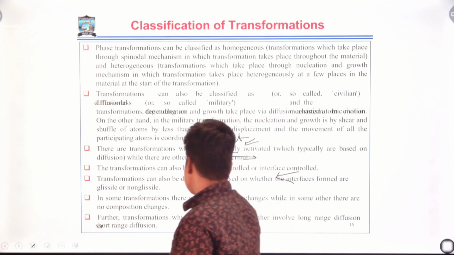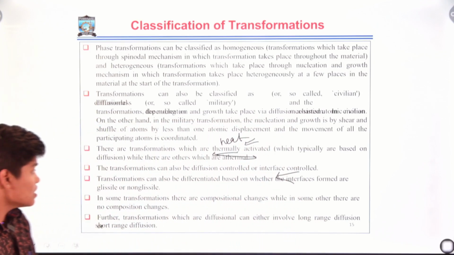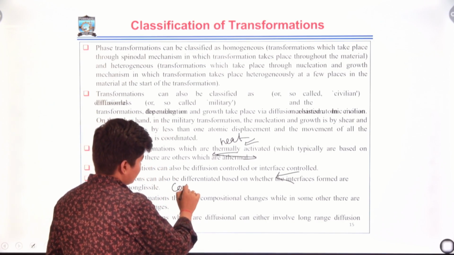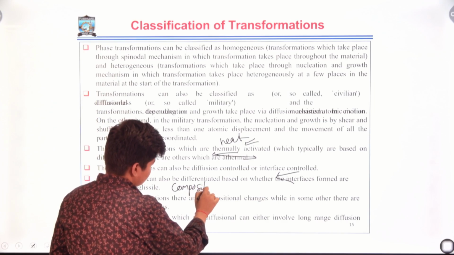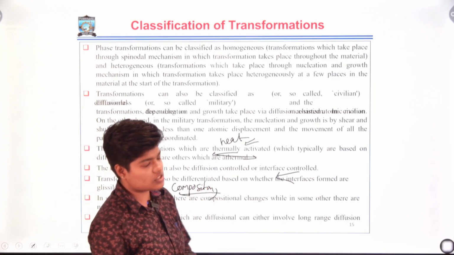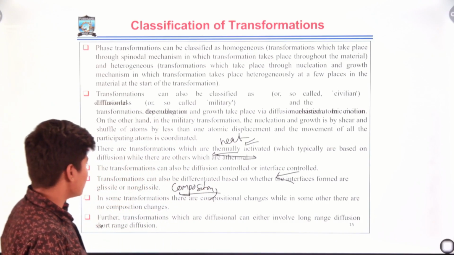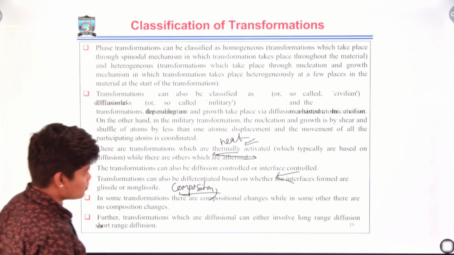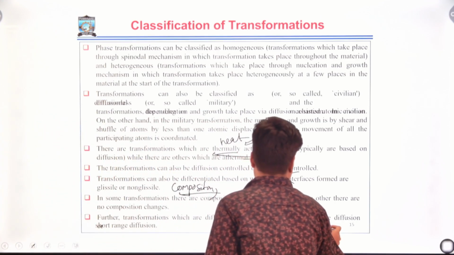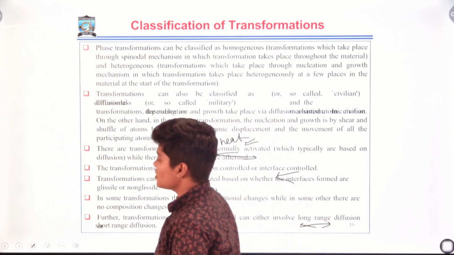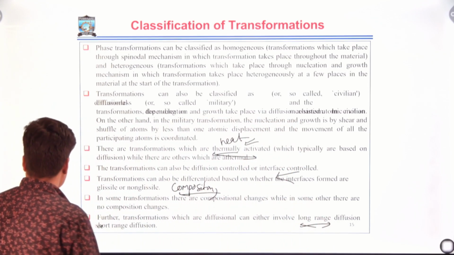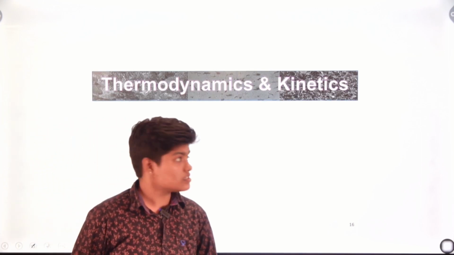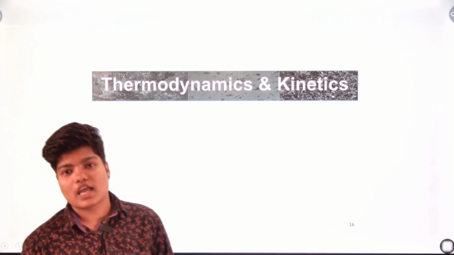In some transformations the composition changes, meaning different materials are involved. In some transformations the composition is the same but the property changes. Those transformations can be diffusional, either long range diffusion or short range diffusion. We'll cover all these topics in the next classes. Next we'll see thermodynamics and kinetics. In the next classes I will teach what thermodynamics and kinetics are.